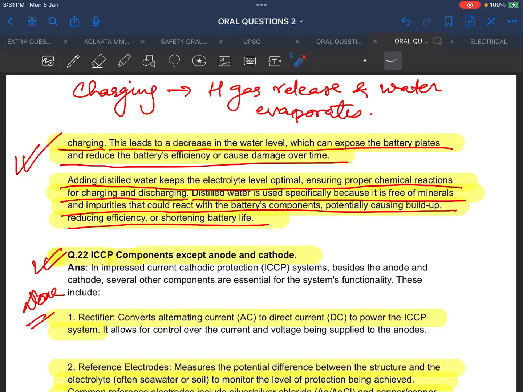Why are we adding distilled water? Because it does not contain any mineral impurities. There is no impurity inside the distilled water, and minerals and impurities are not good for the battery, because the chances of corrosion will increase, and the electrolyte reaction will not be proper. So adding distilled water keeps the electrolyte level optimal, ensuring proper chemical reaction for charging and discharging.